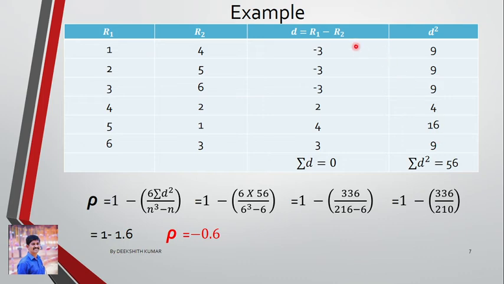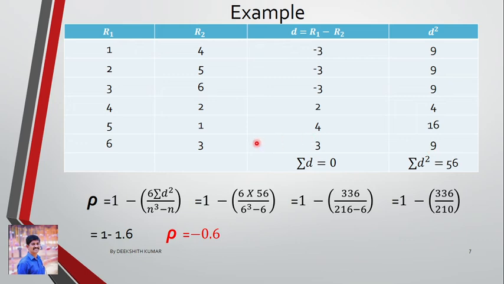Keep in mind, first we calculate d, then we can find sigma d. This is not sigma d, this is sigma d square. So we have to calculate d square, which is nothing but d into d. So d square calculation is over. Now the total of d square is called sigma d square, that is 56: 9 plus 9 plus 9 plus 4 plus 16 plus 9 is equal to 56.